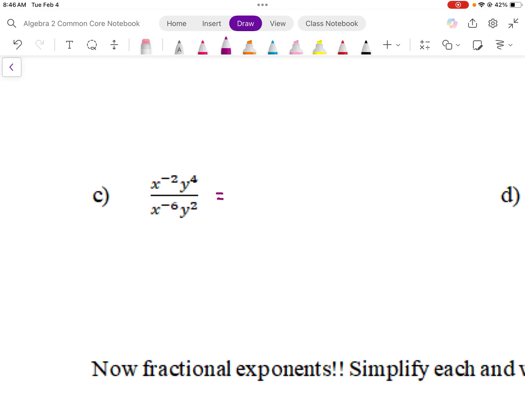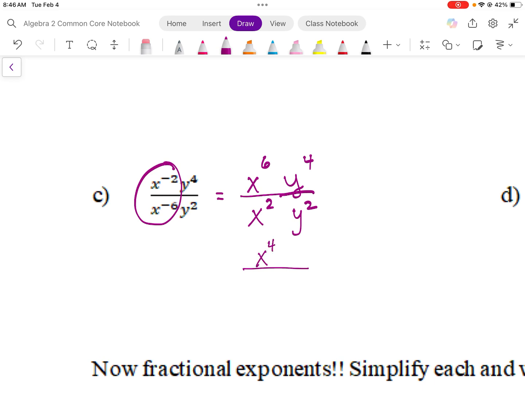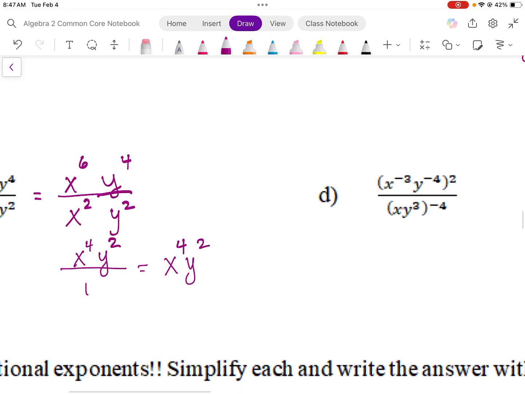All right, so this one, I don't know, there's a couple of things you could do. I probably would swap these two places, because x to the negative 2 is going to be x to the positive 2 on the bottom, and x to the negative 6 on the bottom is going to be x to the positive 6 on the top. That's probably what I would do. You could just subtract the exponents, but sometimes with negatives it gets a little tricky. So now I subtract 6 minus 2 is 4, x to the 4. 4 minus 2 is 2, y to the 2, and there's nothing left on the bottom, so just x to the 4th over y squared, or times y squared, sorry.